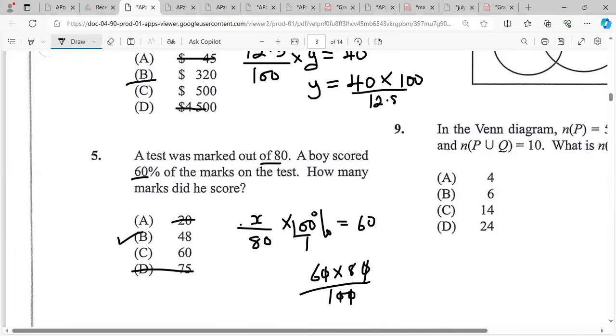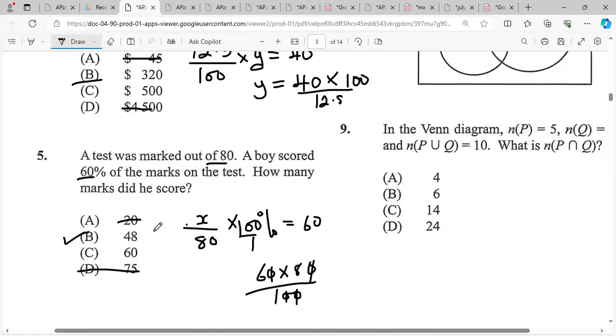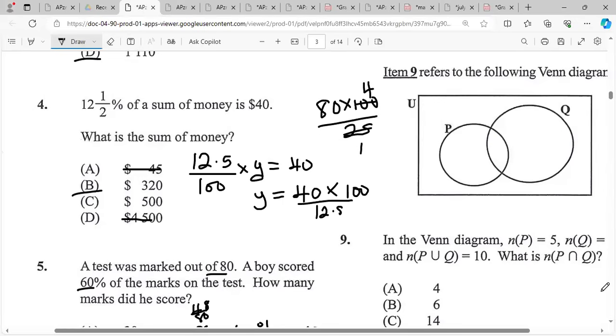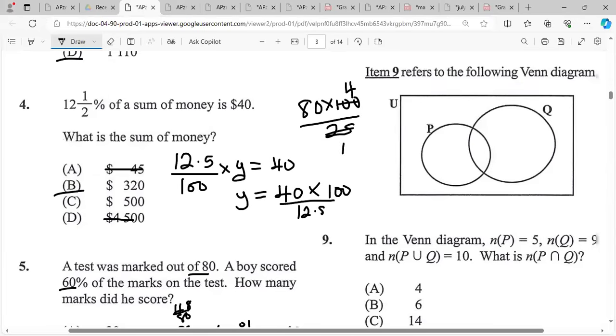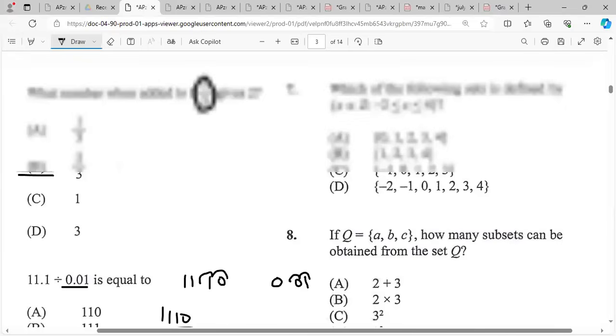That gives us 60%. If you're never sure how to do this, guys, you could literally put all of the numbers here as trial and error. You could have probably put 48 over 80 times it by 100. Whichever gives you 60%, you know, that's your answer. Remember, it's multiple choice. They don't care about the working out, right? They just care about you getting the answer. So you could do trial and error with that.